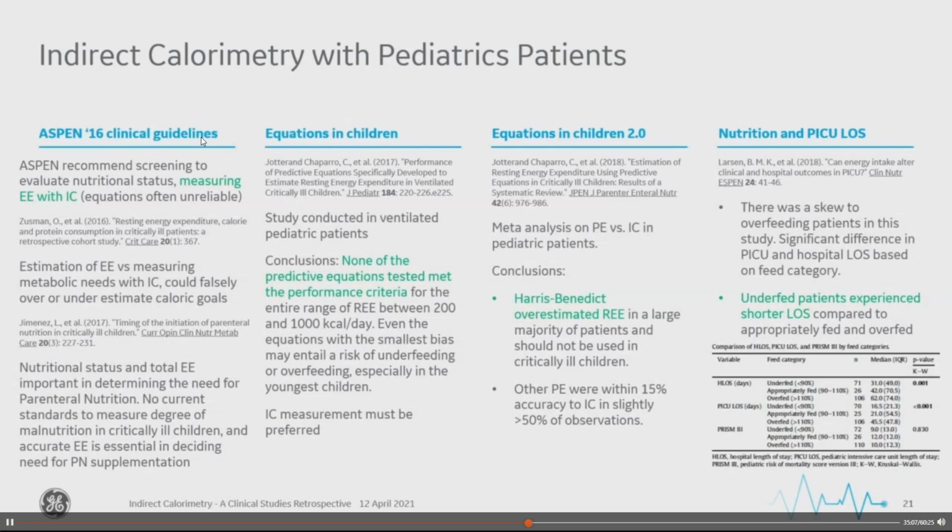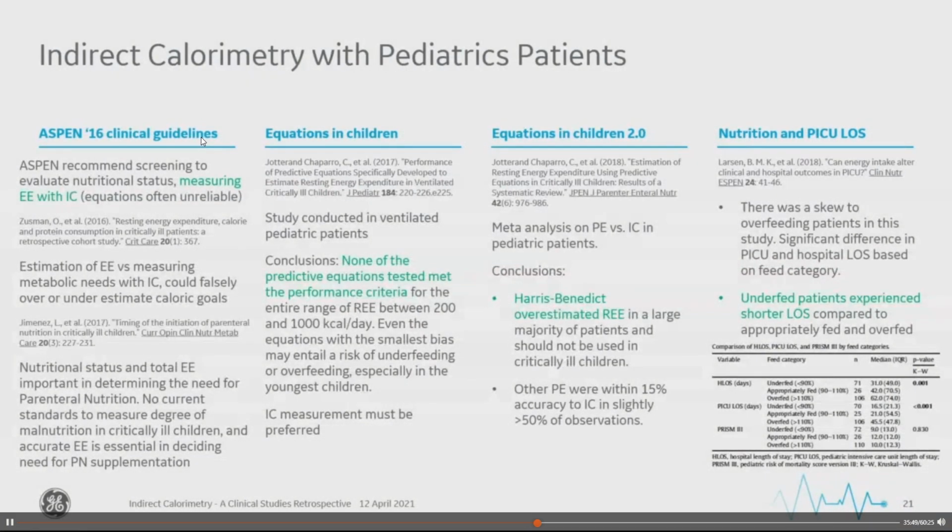Pediatrics, another area where the patients benefit from indirect calorimetry. Another example of where the predictive equations fall short. ASPEN guidelines in 2016 have touted their use, that energy expenditure with indirect calorimetry is recommended, in that the estimation or use of predictive equations in these patients could falsely over or underfeed the patients, and we've already talked about the detrimental effects with regards to over and underfeeding.